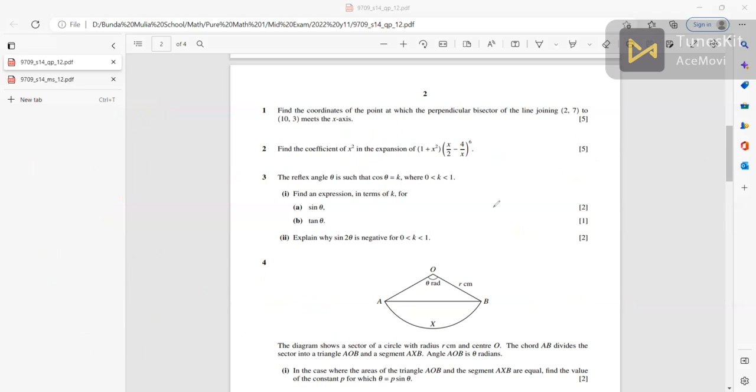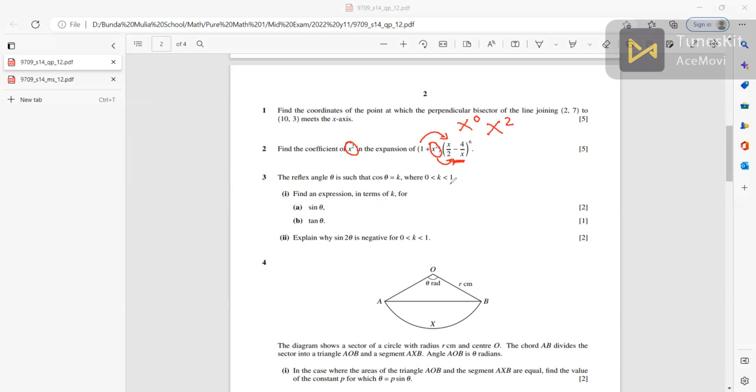Find the coefficient of x squared in the expansion of 1 plus x squared times x over 2 minus 4 over x to the power of 6. Here, we do not have to expand everything. If we know what we want to find, we can directly find what we need. This one has to be multiplied by what to get x to the power of 2, and this x squared must be multiplied by what to get x to the power of 2. So we only have to get x to the power of 0 and x squared.